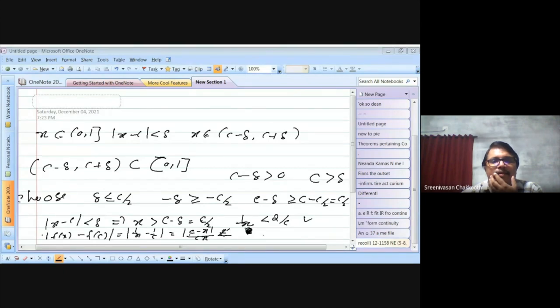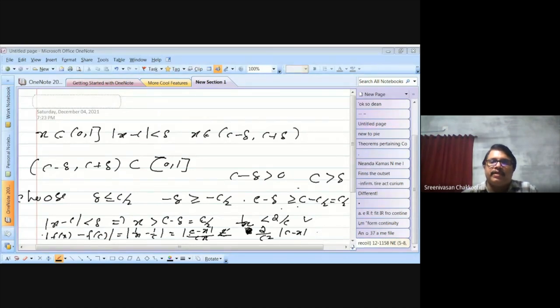So here x is greater than c by 2. So c minus x is... 1 by x is less than 2 by c. There is one more c in the denominator, so it is less than 2 by c squared into mod c minus x.